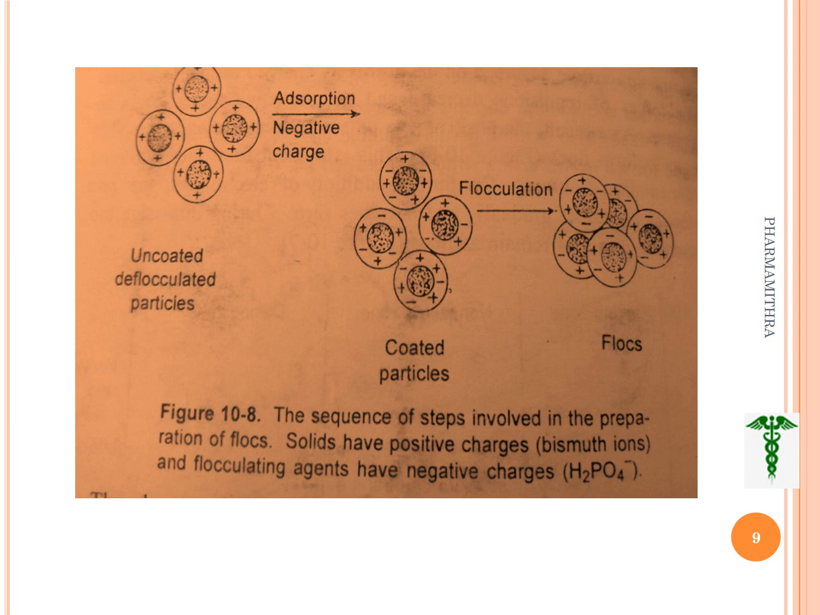Next is another representation where we are adding an uncoated deflocculated particle. Negative charge is there, as we said. So what happened? This bismuth positive and negative will come together and it will form the coated particle.